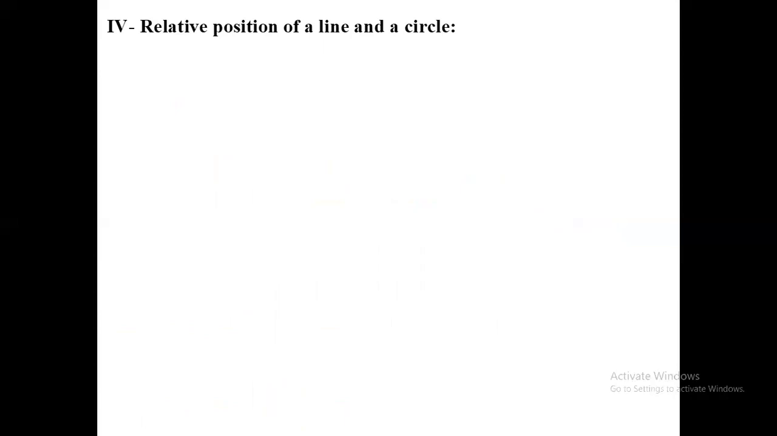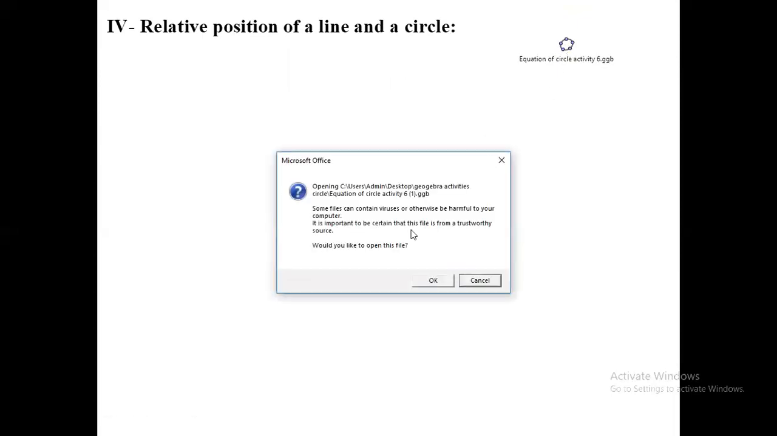Last point in this session: how to study the relative position of a line and a circle. As I said before, the intersection of a line and a circle may give 2 points, it may give no points at all, or it may give 1 point, depending on the relative position of a line and a circle. Let's check this GeoGebra activity.